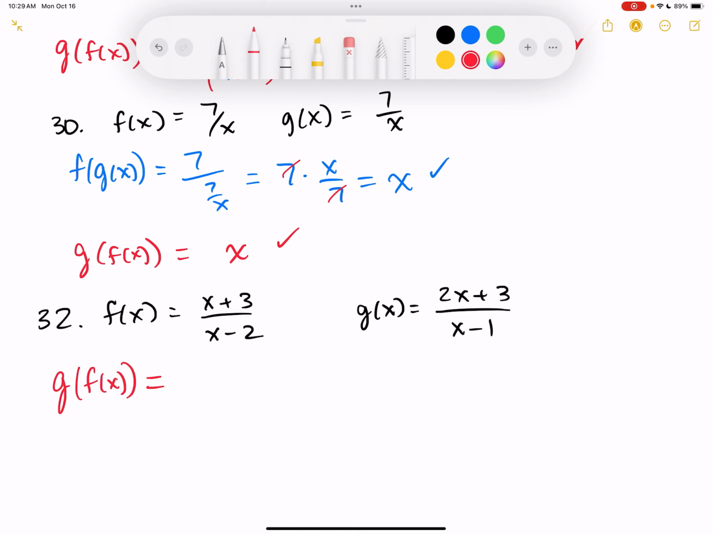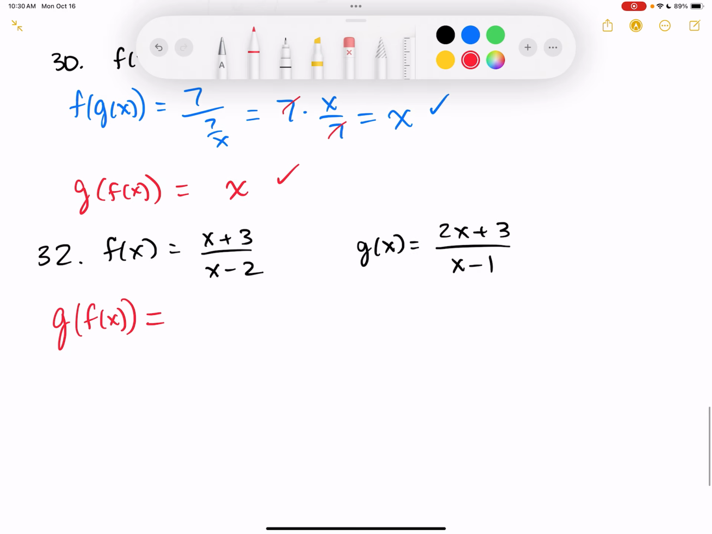All right, so that means that this entire function here is getting plugged in for x in the top and in the bottom. So 2 times x plus 3 over x minus 2, plus 3, over x plus 3 over x minus 2, minus 1.